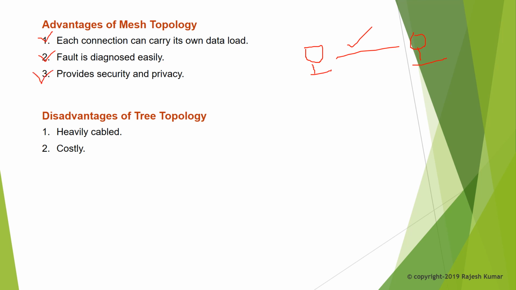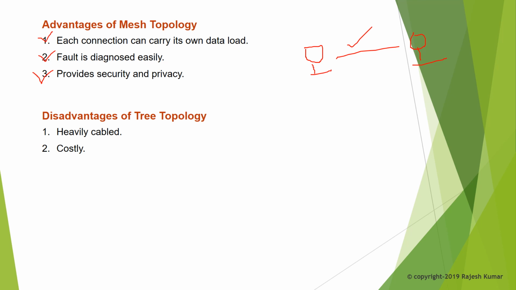The third is it provides security and privacy. As discussed, since every computer would have a separate connection to every single device in the network, the privacy is enhanced by this feature, and it also avoids the possibility that the data can be hacked in between on the path.